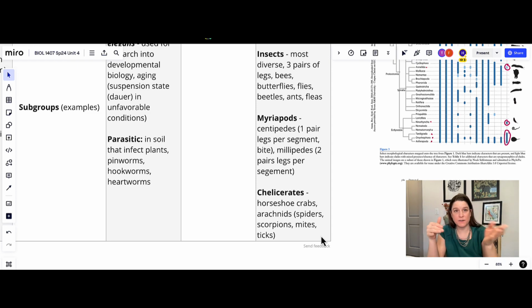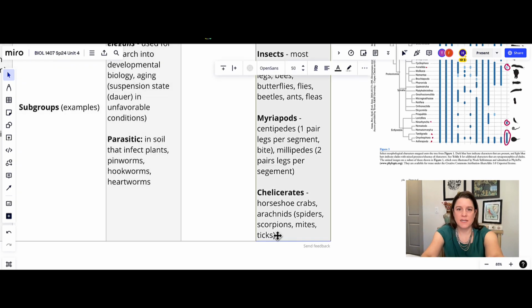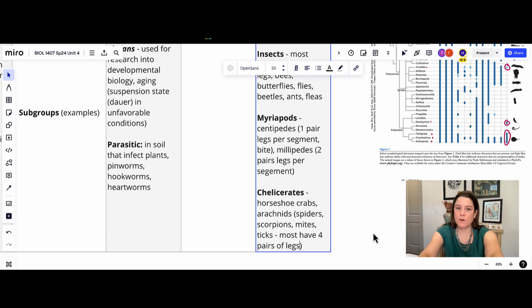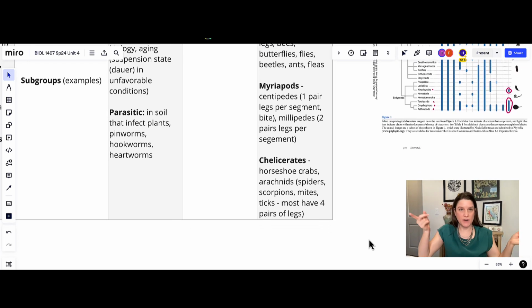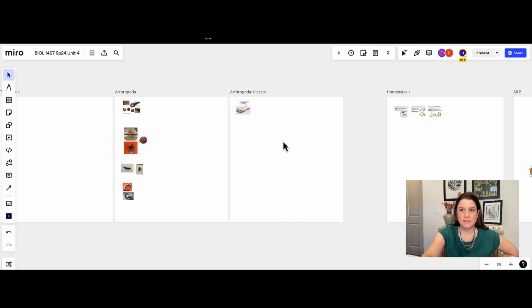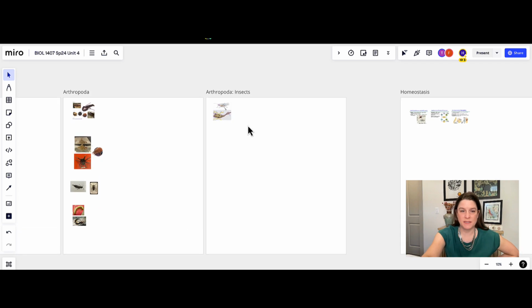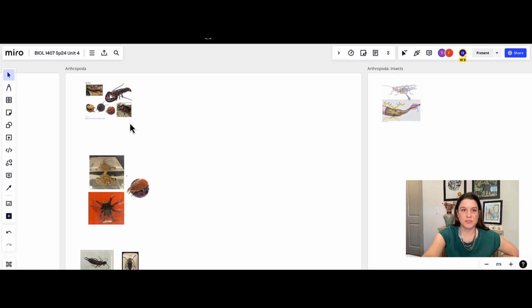I know people think spiders are insects, but they're not. They're arthropods, but they're different than insects. Most arachnids, some might be slightly modified, most have 4 pairs of legs, which is your 8 total legs. Unlike the insects, which have 6 total legs, 3 pairs, these mostly have 4 pairs of legs. So 8 legs total.